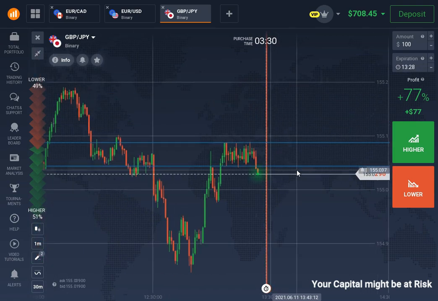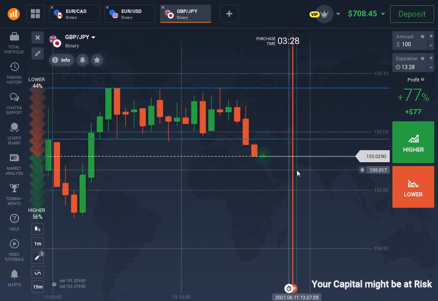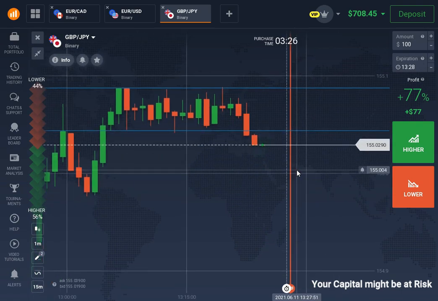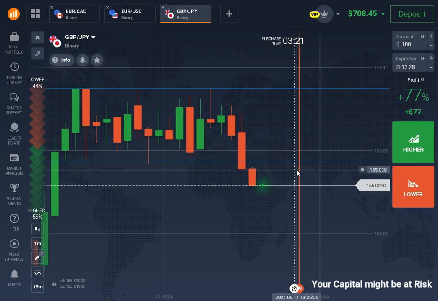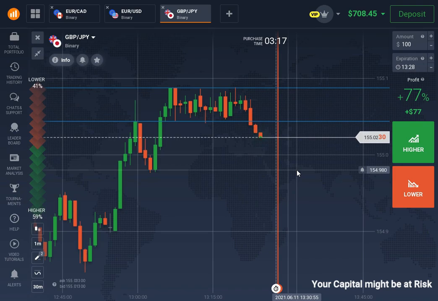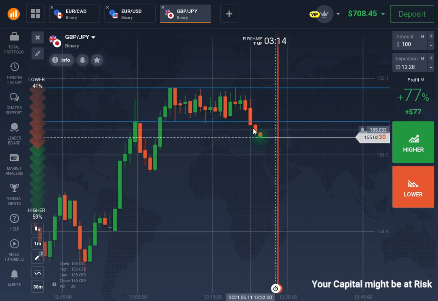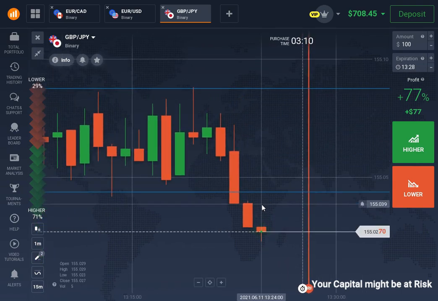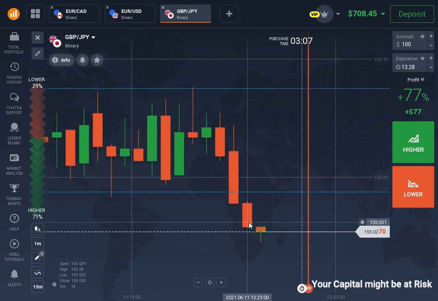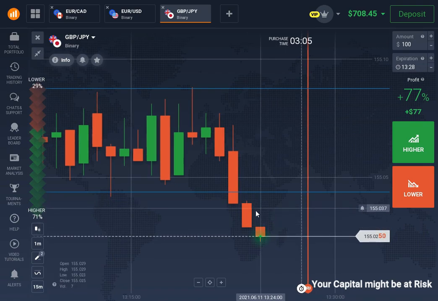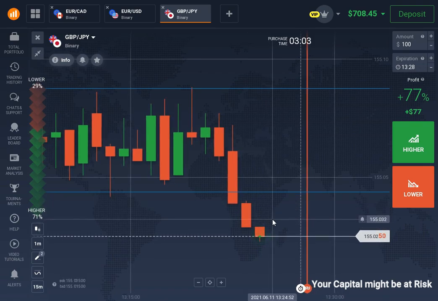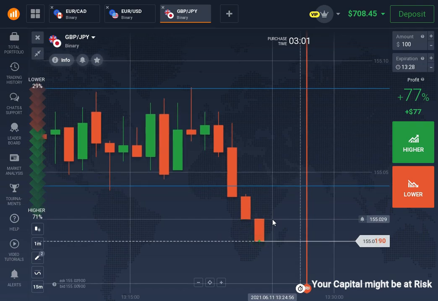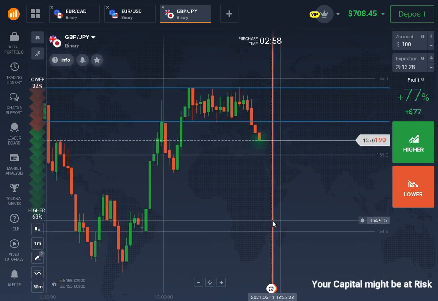Let's wait and see if the market retraces some distance. Okay, no, it's not. Well, this is a breakout, so it might not reverse, but I will not place my trade here because this will be risky. I will place my trade at this level. So I'm waiting. Okay, no, it's moving.